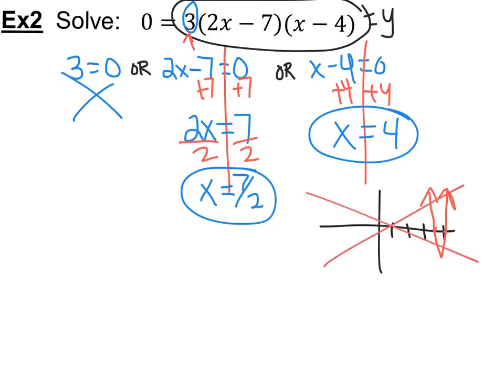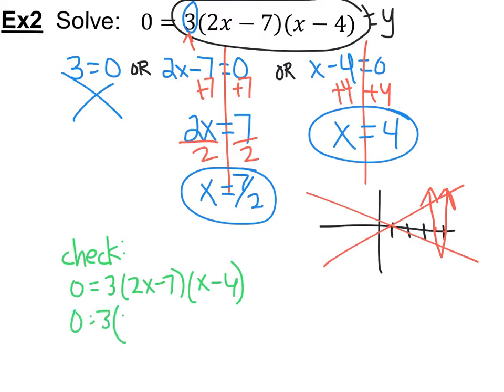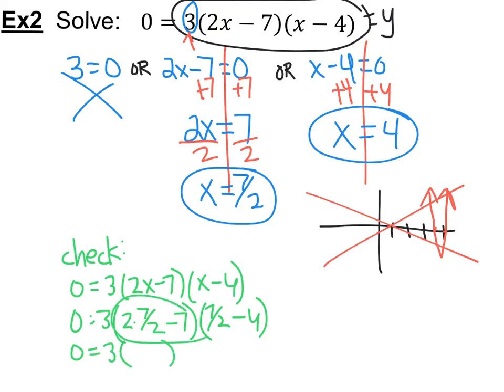But in this problem, we would also check, so we can check our answers, and we can rewrite our original equation. 0 equals 3 times the quantity 2x minus 7, times the quantity x minus 4. Replace the x's with 7/2, so 2 times 7/2 minus 7. Now you don't have to simplify this completely, but what we do want to do is make sure that one of the factors is 0. And this factor is 0 because 7 minus 7 is 0. And again, I don't care what 7/2 minus 4 is, I just know that 0 does equal 0. So 7/2 is an answer.